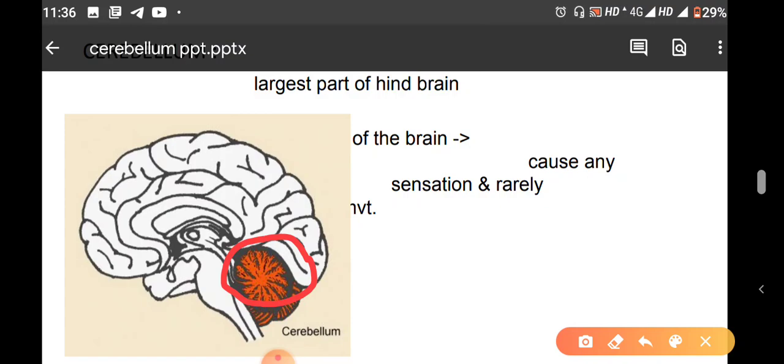It consists of folia. The surfaces of cerebellum are thrown into numerous transverse folds that are called folia. So in the diagram you can see the different folds, and these are called the folia. Also cerebellum has fissures. The surface of the cerebellum presents three main fissures.